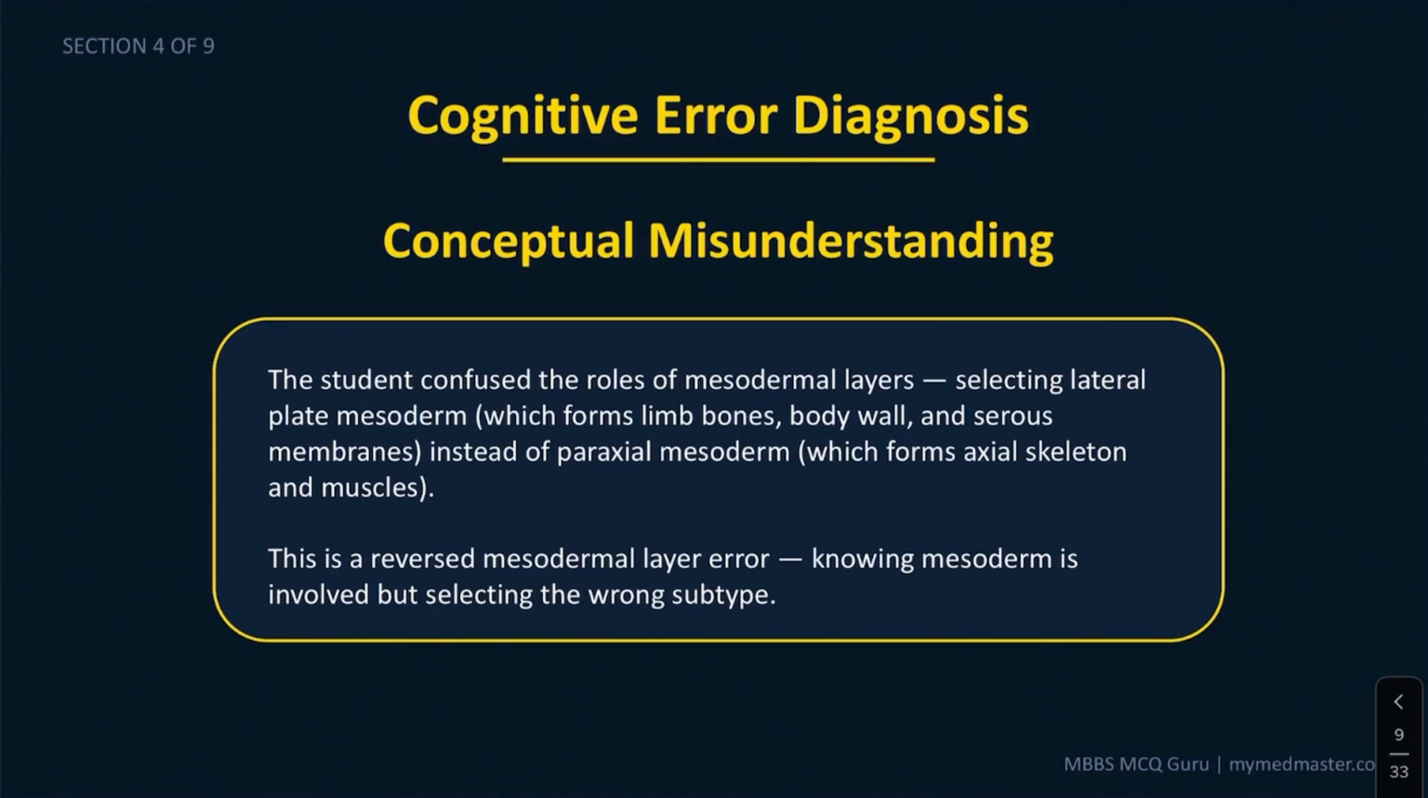Here the error type is conceptual misunderstanding. The tool identified exactly what happened in the student's thinking. The student reversed the roles of the mesodermal layers. They selected lateral plate mesoderm, which actually forms limb bones, body wall, and serous membranes, instead of paraxial mesoderm, which forms the axial skeleton and muscles.